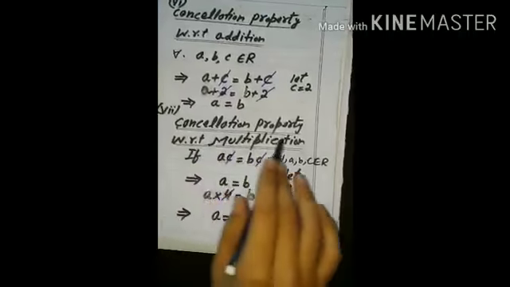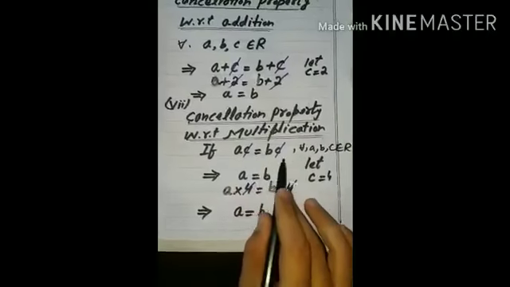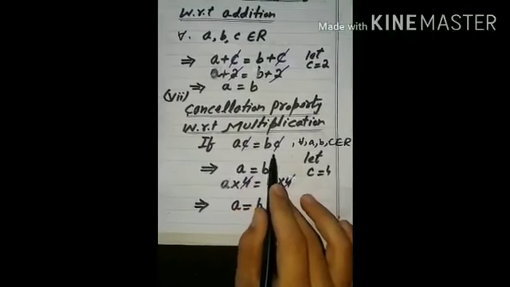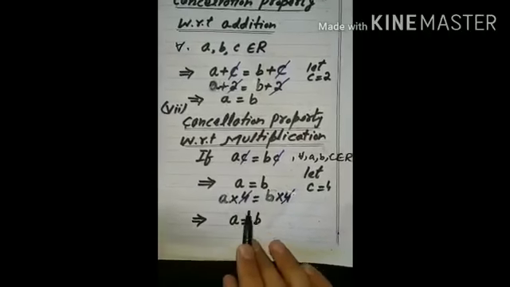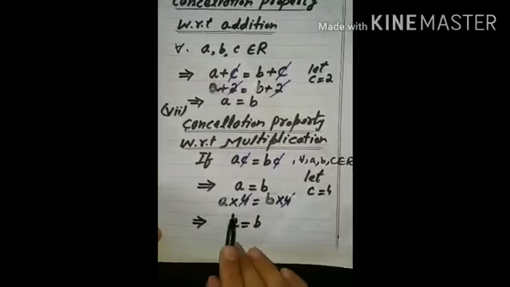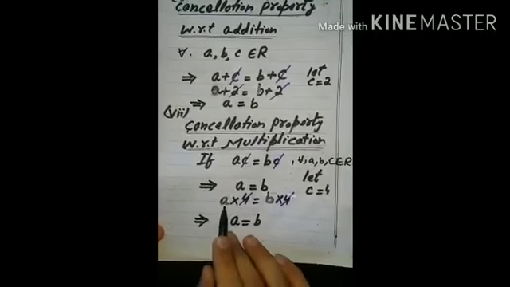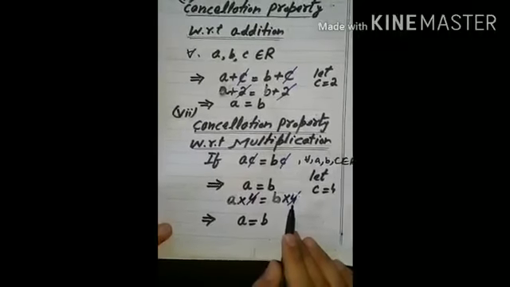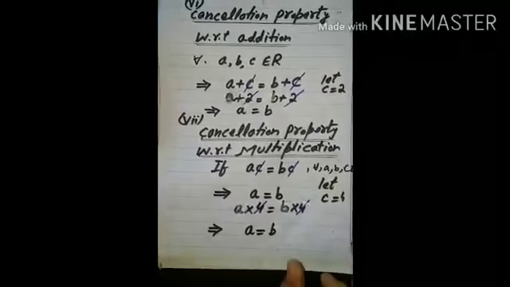Now the next property is the cancellation property with respect to multiplication. If AC is equal to BC and I want to cancel C from both sides, we'll be left with a equal b. Here, instead of C, we have 4. 4 is a real number, and if I want to cancel this, we have a times 4 equal b times 4. If I cancel this 4 from both sides of the equation, we'll be left with a equal b. This is called the cancellation property with respect to multiplication.